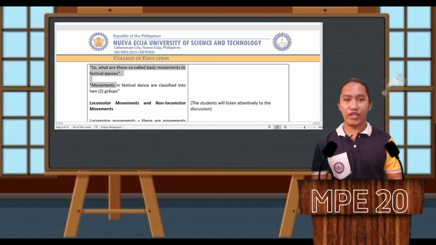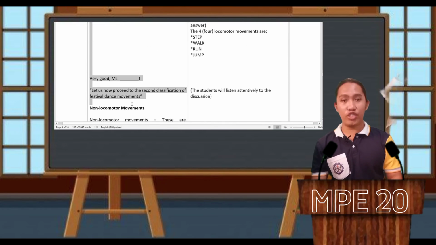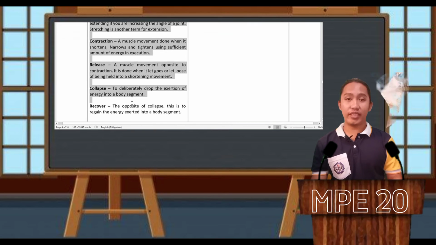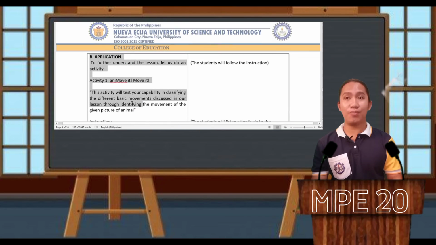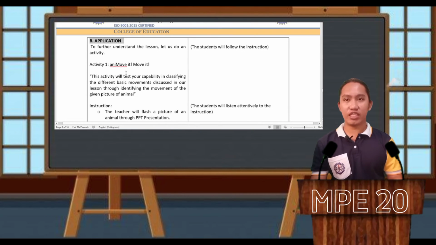So after the discussion, we will move on to the application. Of course, to make sure that your students learned, we have to do an application of the knowledge that they attained. In application, I made an activity. Actually I made two activities in this lesson. For the first activity, I called it Move It, Move It.